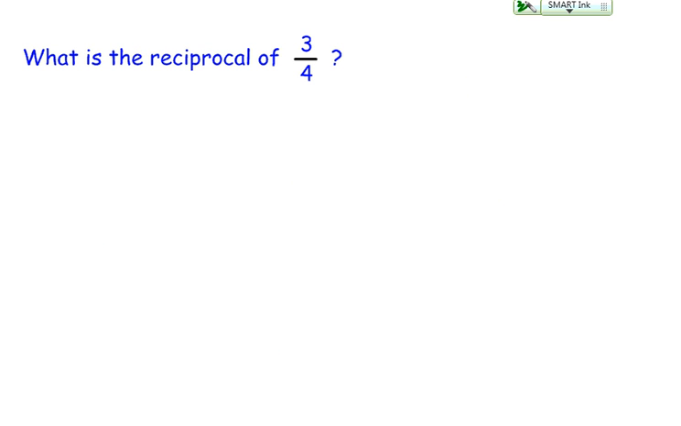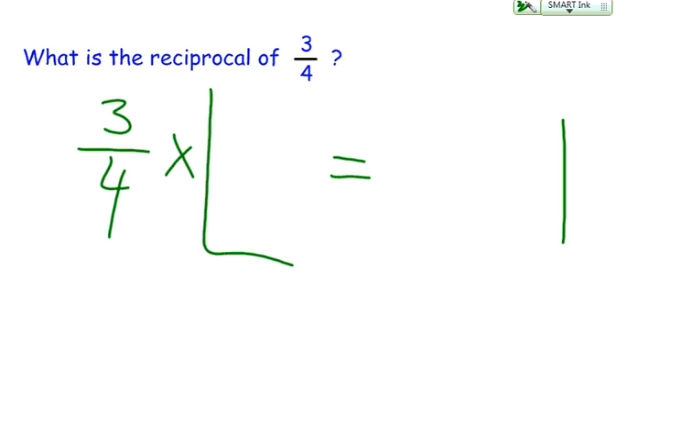Right? So, what is the reciprocal of 3/4? Okay, so we need 3/4 times something, which is going to give us an answer of 1. All right? And here's where that idea of flipping things around comes in, because in the end, we're going to need our numerator and denominator to be the same. So how are we going to do that?